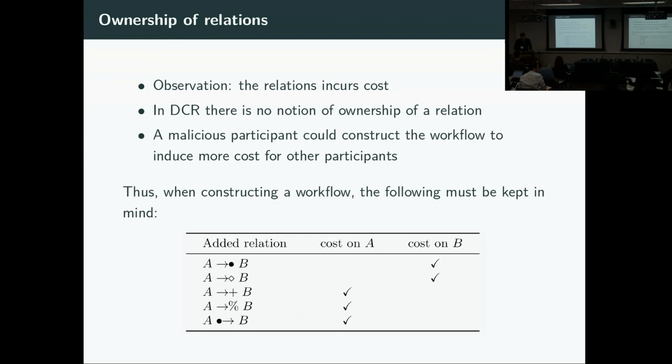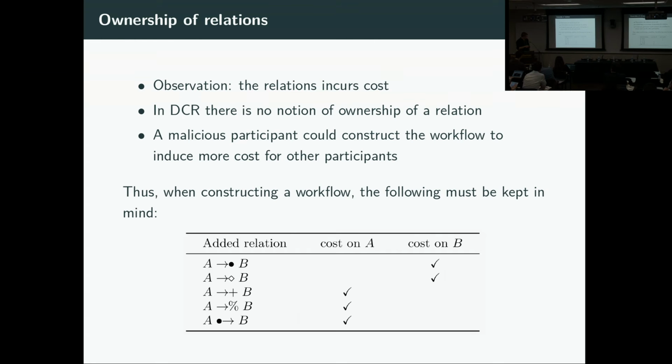There's another observation that we made when we did this, which is that since we induce cost on executing a DCR graph, someone must pay for an execution. And traditionally in DCR graphs, there's no notion of ownership of a relation. However, each relation induces some cost when executing an event. So now we had to define some sort of ownership of this relation.